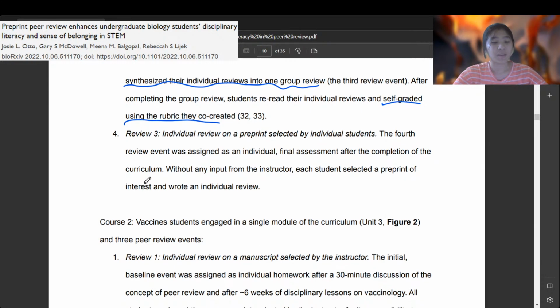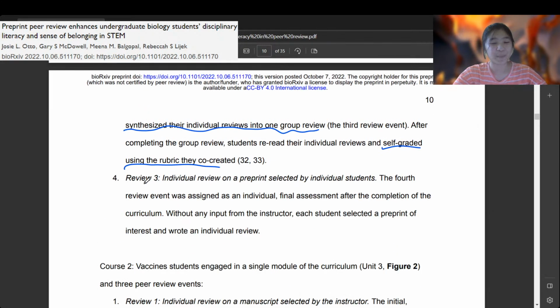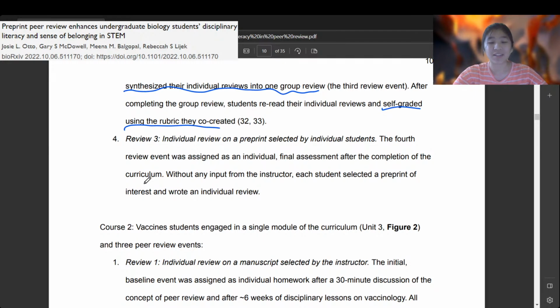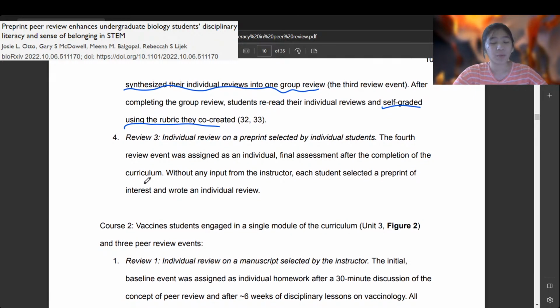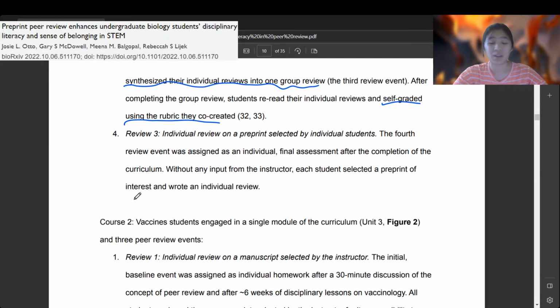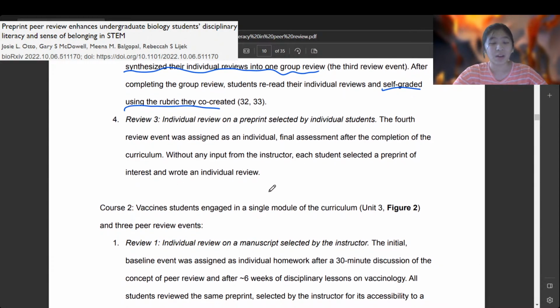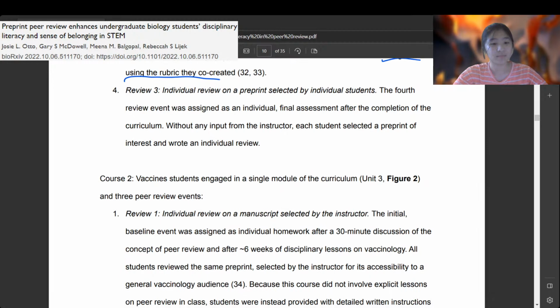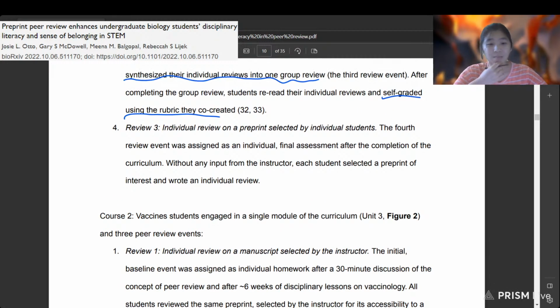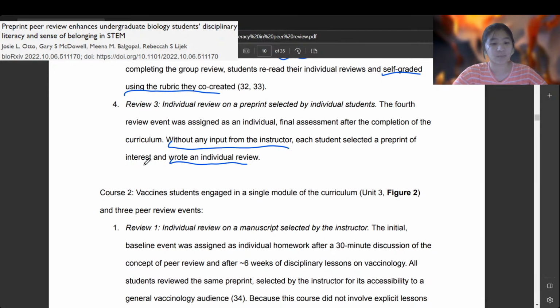Okay. Event 4, Review 3. Individual review on a preprint selected by individual students. The fourth review event was assigned as an individual final assessment after the completion of the curriculum. Without any input from the instructor, each student selected a preprint of interest and wrote an individual review. So, without any input from the instructor, and then they wrote an individual review. So basically, they're doing it all on their own.